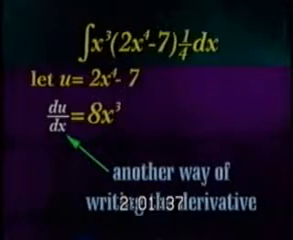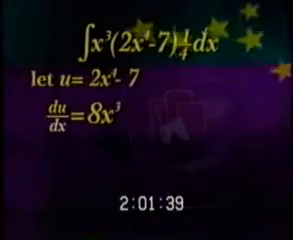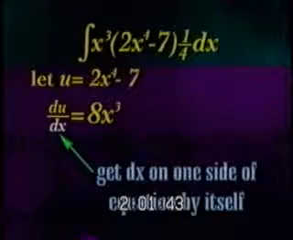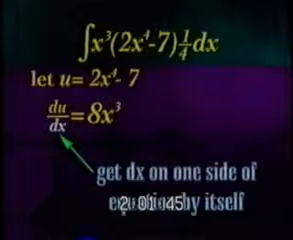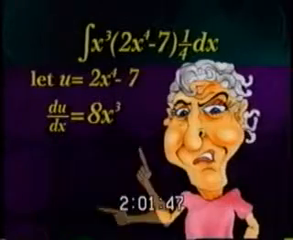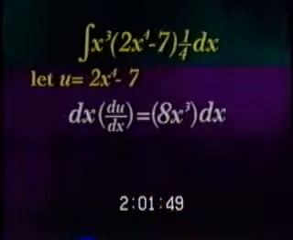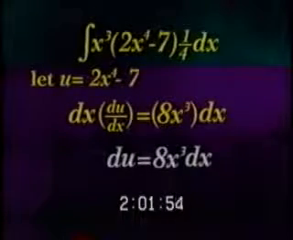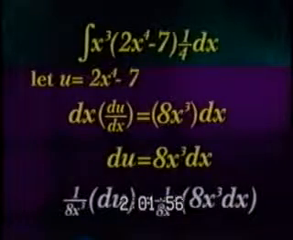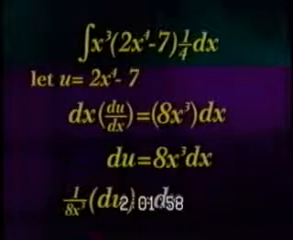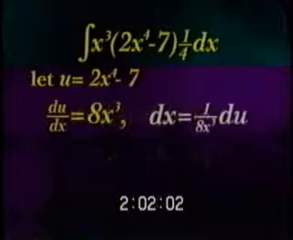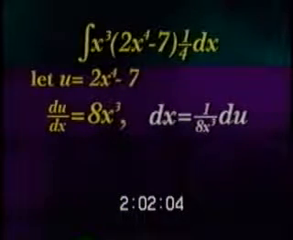Now here's where things get a little tricky. Let's simply treat dx as if it were a number and solve for it in this equation. So we're basically just trying to get dx by itself on one side of the equation. Now just do as you're told. First, multiply both sides by dx to get the dx out of the denominator. Then divide both sides by 8x cubed, and we end up with dx equals 1 over 8x cubed du. So you've got your dx, it's 1 over 8x cubed times du.